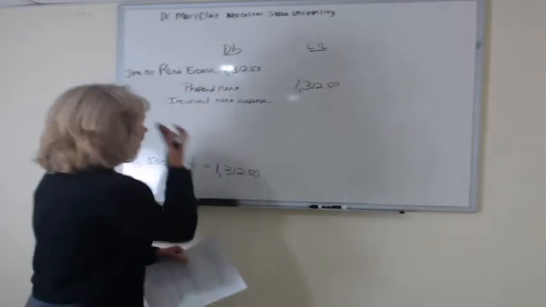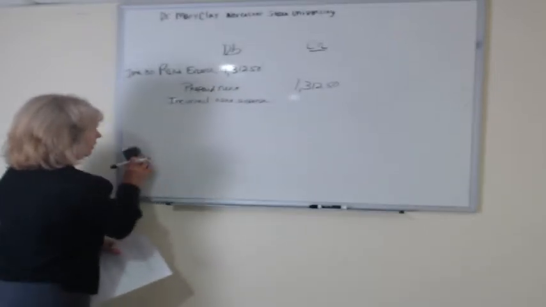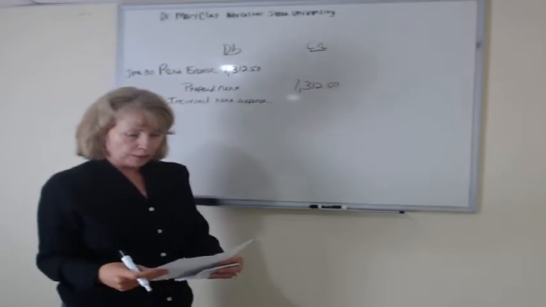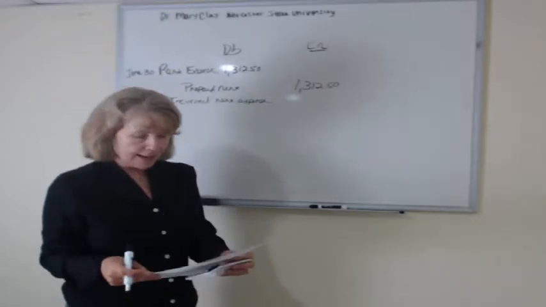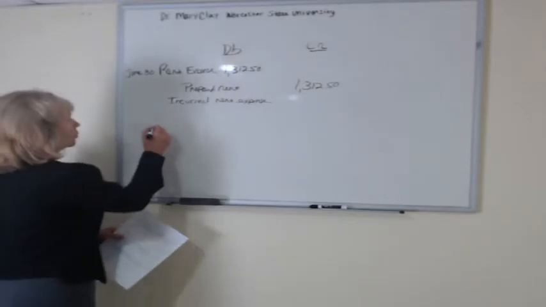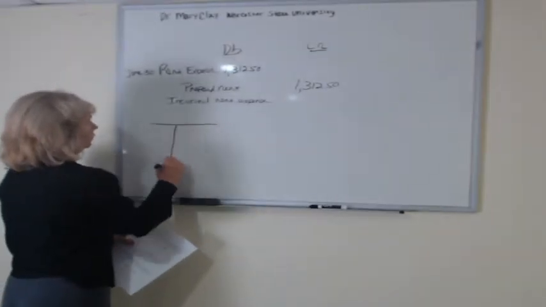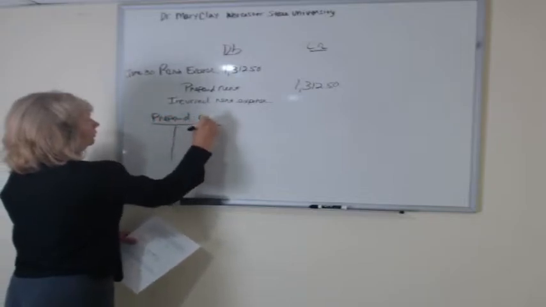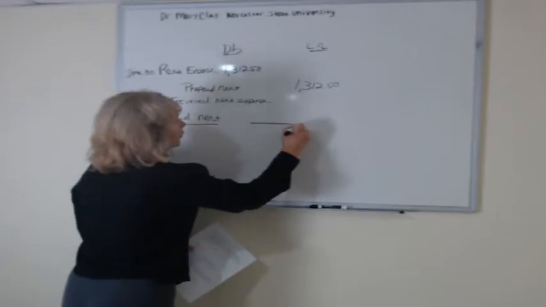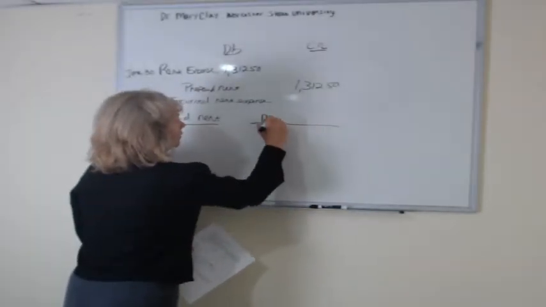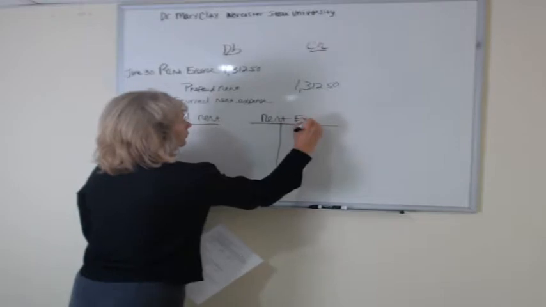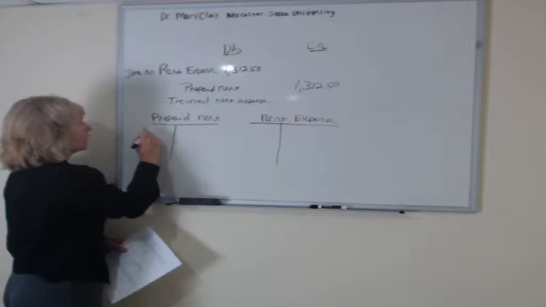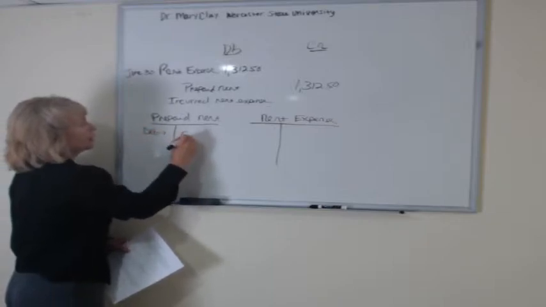Okay, now I'm going to erase, and I'm going to show you how to post. So we're going to post these accounts. I'm going to post prepaid rent, and I'm going to put another account for rent expense. The left-hand side of this account is always the debit. The right is always the credit.